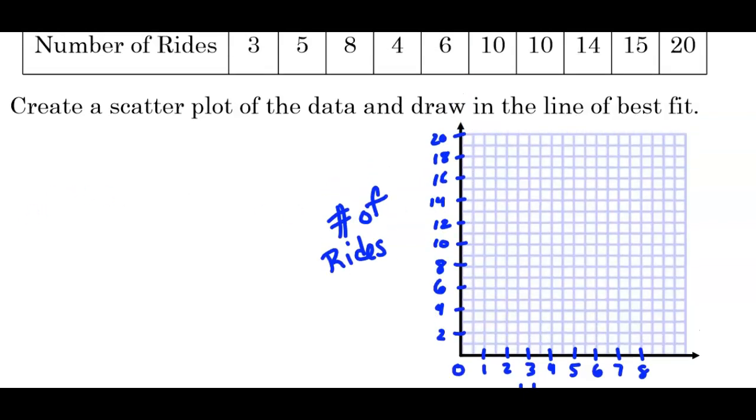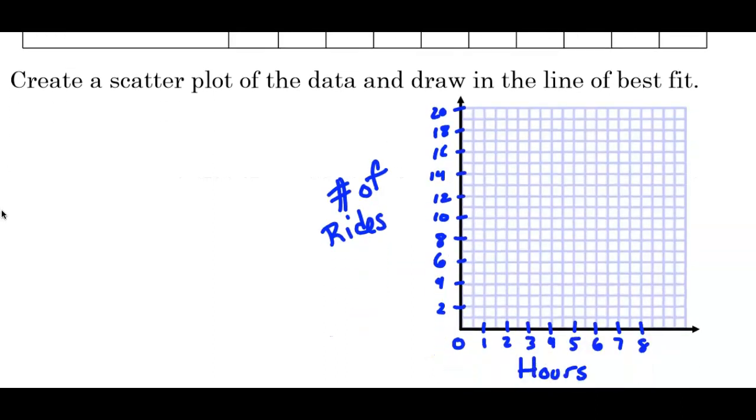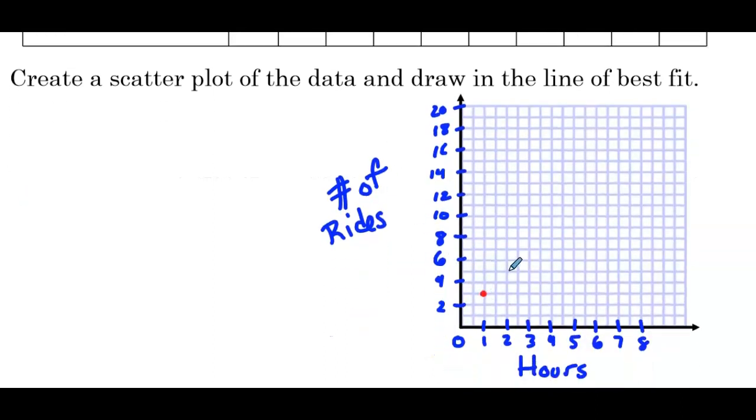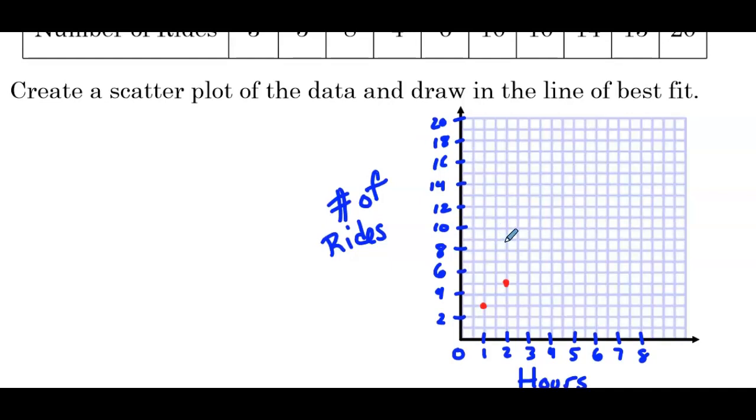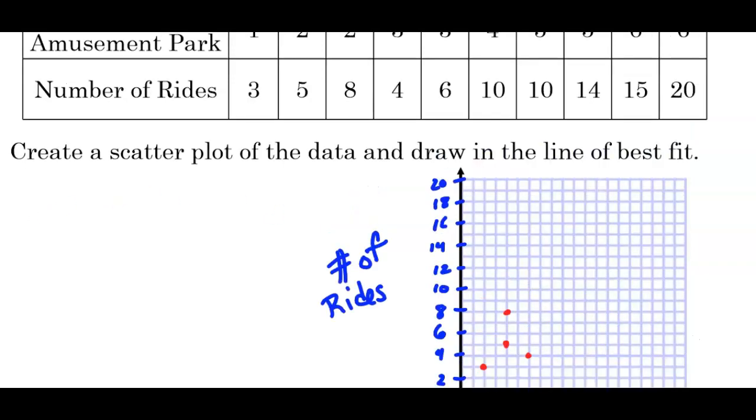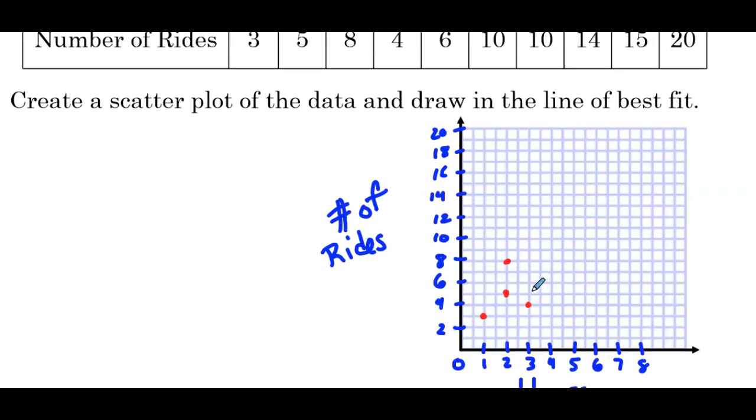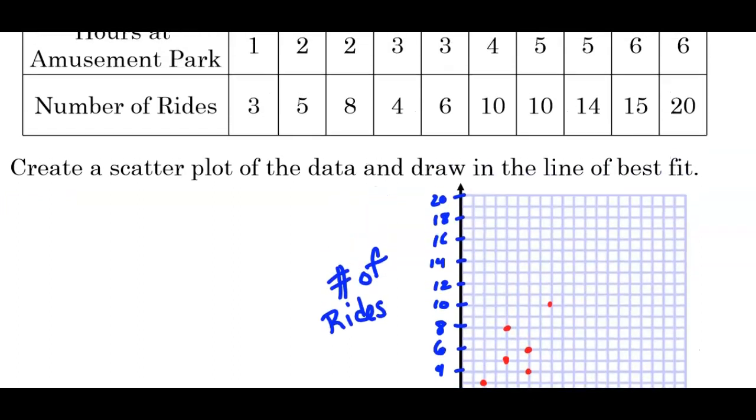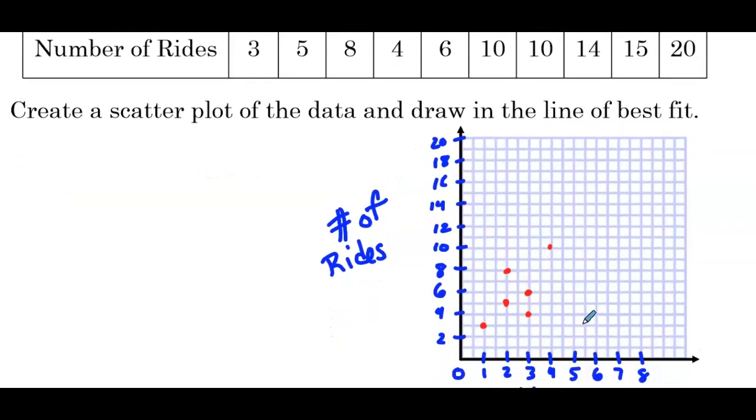Okay, so now we can plot the data points. So 1, 3, 2, 5. 2, 8, 3, 4. 3, 6, 4, 10. 5, 10, 5, 14. And then last ones are both 6, so 6, 15, and 6, 20.